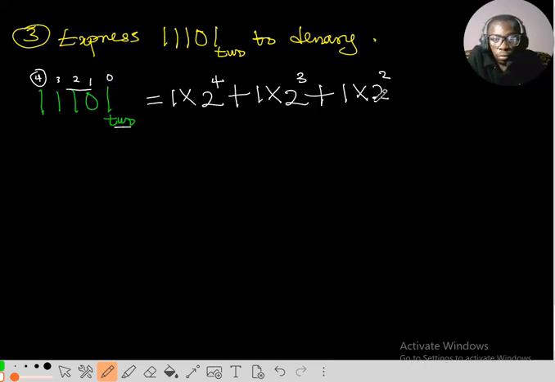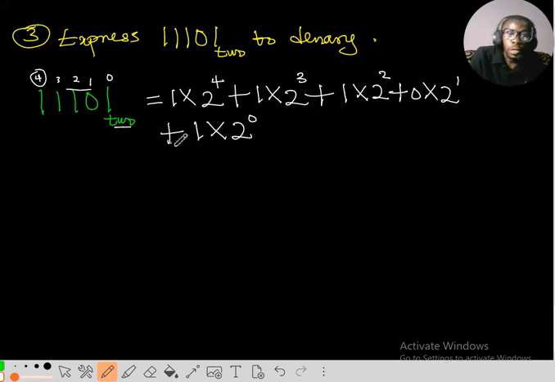Okay, we are through with 1 1, then plus 0, which is this number now, 0, times what is the base? The base is 2 raised to power what? 1, then plus the last number, 1 times the base 2 raised to power 0. Now this is the expanded form. You now have to simplify it.